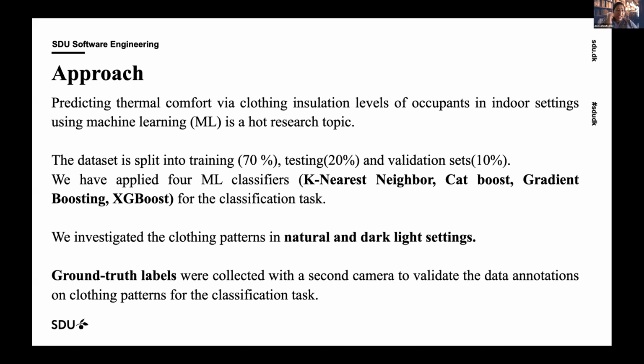So the approach is that we had the data set collected, then pre-processing and data cleaning happened, and then we further split the data into training, testing, and validation in the ratio of 70:20:10. We applied 4 ML classifiers, which are KNN, CatBoost, gradient boost, and XGBoost, for the classification task. In this initial result, we show only the results from the investigation done on the natural and dark light settings. For this, we have also corrected ground truth labels to validate the data annotations performed for the classification task. However, it was manually very expensive.